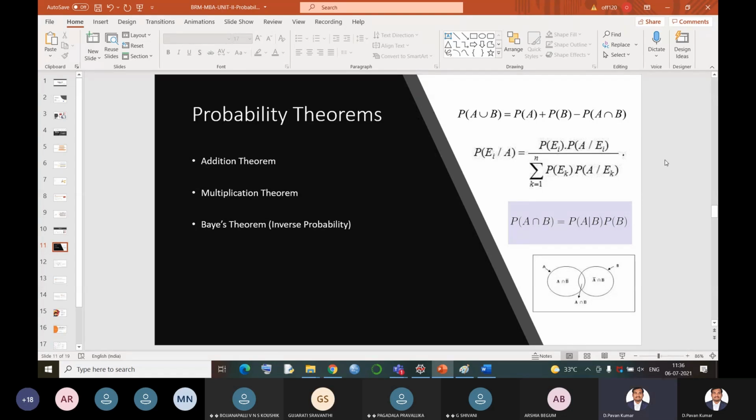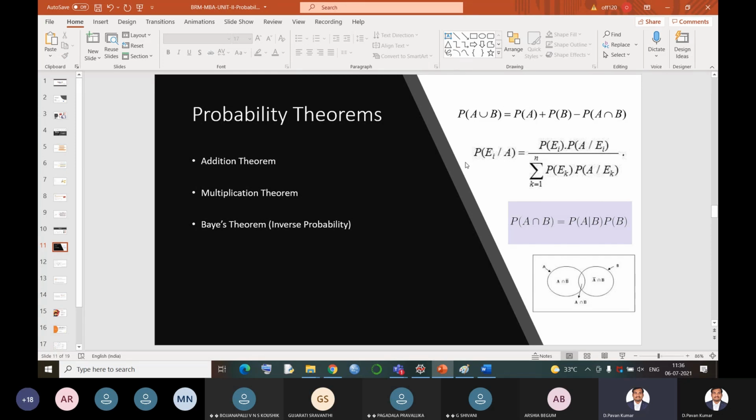In probability, we have three basic theorems that need to be discussed. First one is the addition theorem, second is multiplication, and the third one is Bayes theorem. Bayes theorem is also called inverse probability. Now, see the formulas on the right side. The first one indicates the addition theorem, the third formula indicates the multiplication theorem formula, and the second one indicates the formula of Bayes theorem.